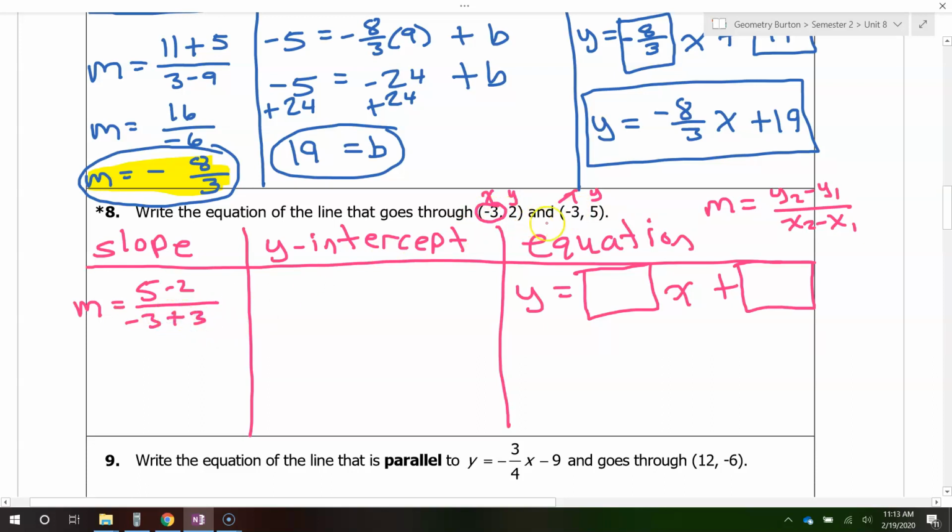Uh-oh. This is a special case, isn't it? I'm about to realize it because I'm getting 0. So I have 5 minus 2, that's 3. But that's 3 over 0. You can't divide by 0. This is undefined. Okay, so warning, this is undefined. That means we're not going to have a y-intercept and all that stuff. So I'm going to skip this. I'm going to realize that this is a vertical line.